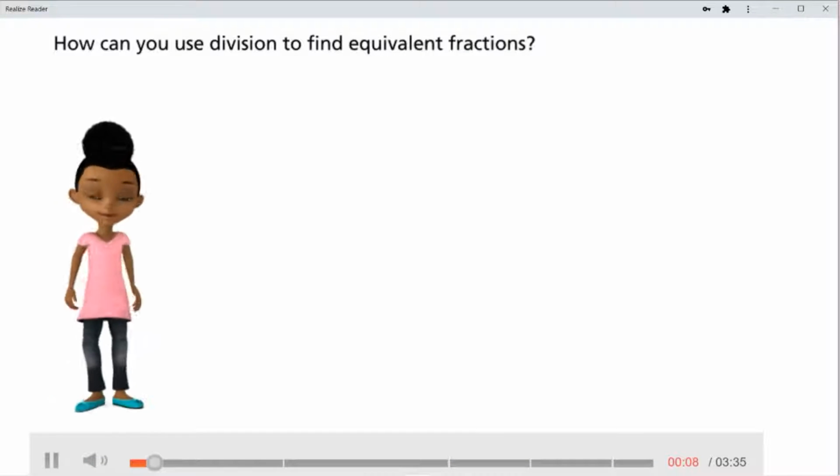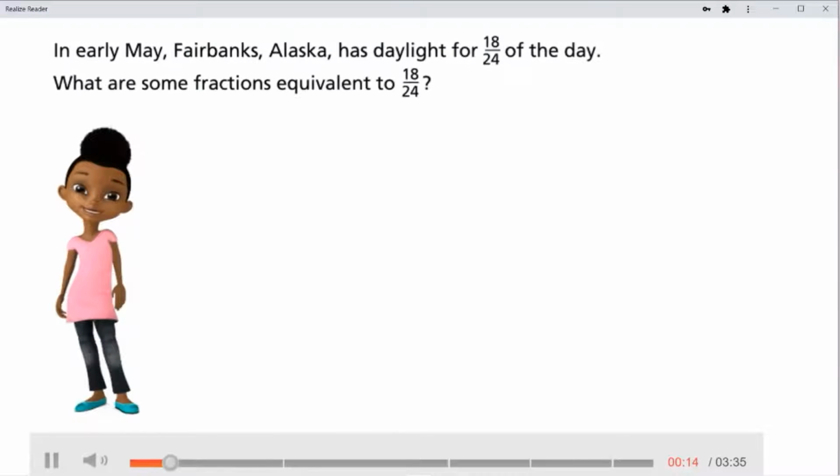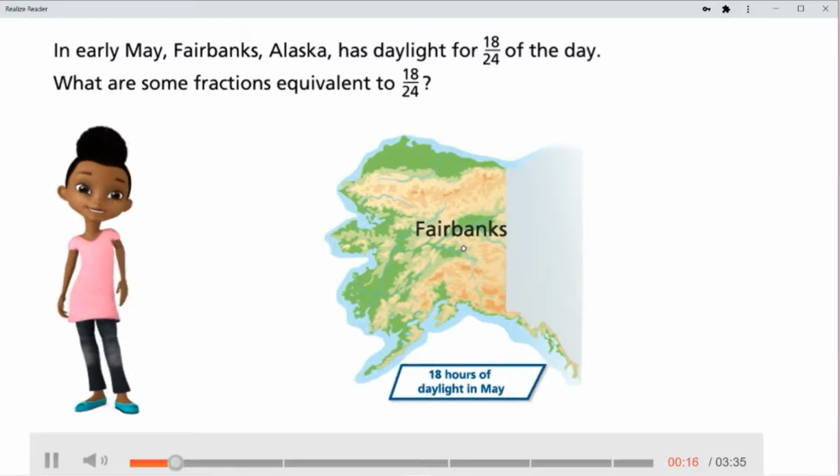How can you use division to find equivalent fractions? Let's find out. In early May, Fairbanks, Alaska has daylight for 18/24 of the day. What are some fractions equivalent to 18/24?